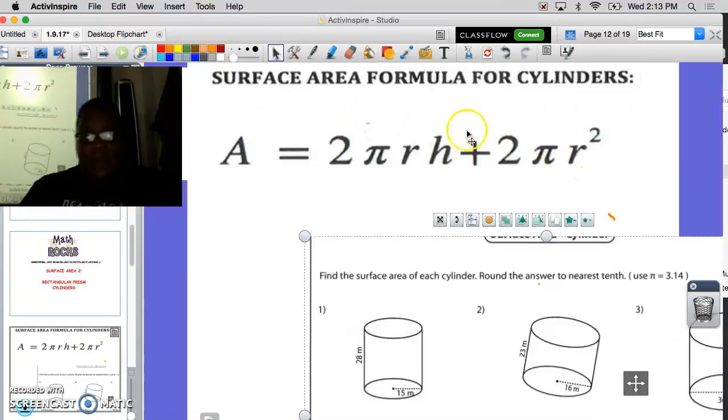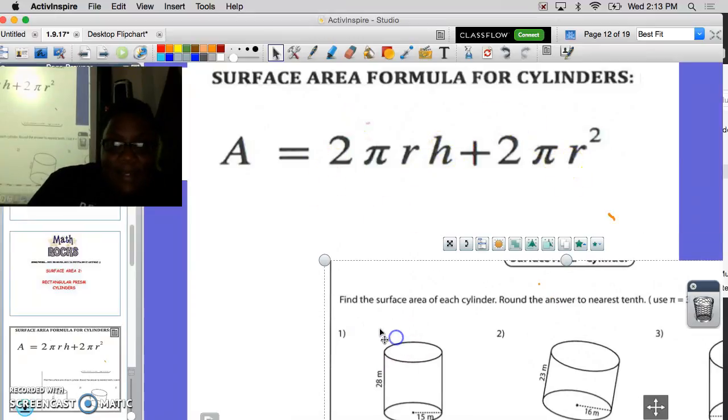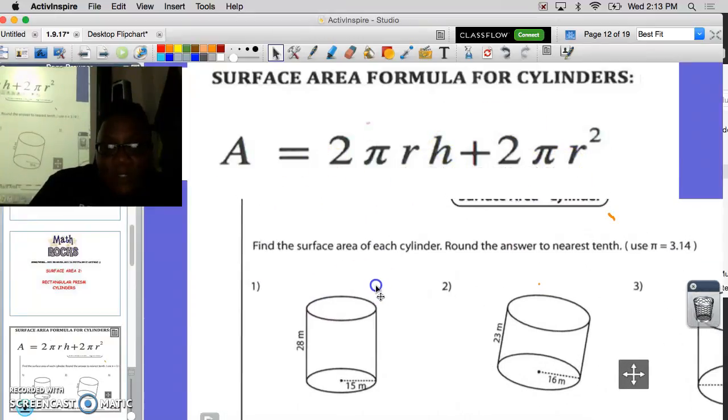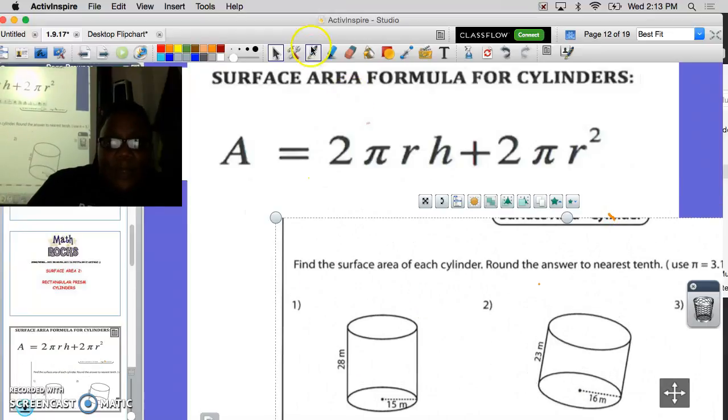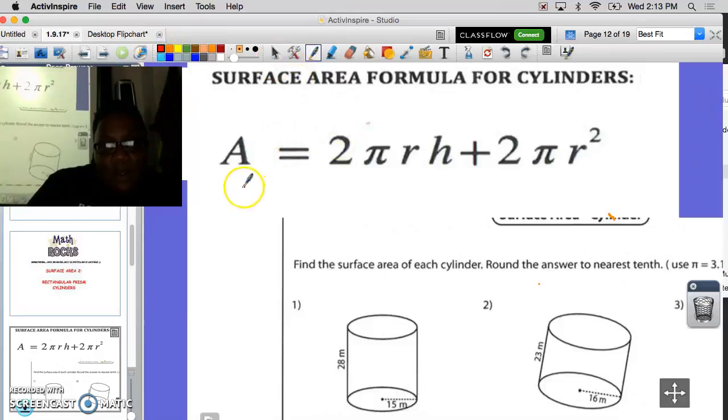I have the formula written right here, and all I'm going to do is start plugging some numbers in. So I have 2 times pi 3.14 times the radius. As you can see, the radius is 15. Remember, the halfway mark is the radius.